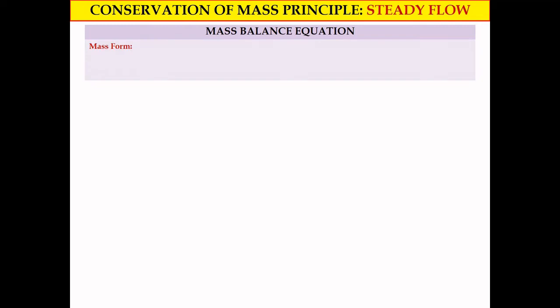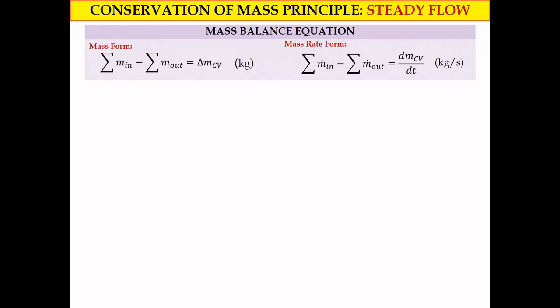In terms of mass form, the equation will be the total mass in minus total mass out equal to delta m_cv in kilograms. In terms of mass rate form, we will have total m dot in minus total m dot out equal to dm_cv over dt in kilograms per second.